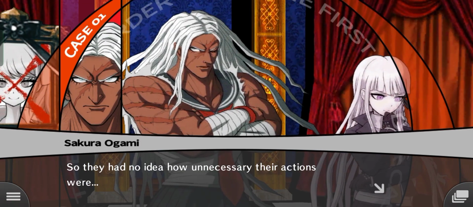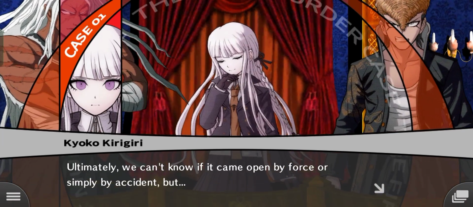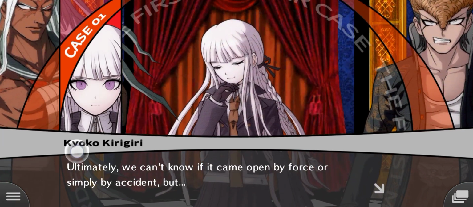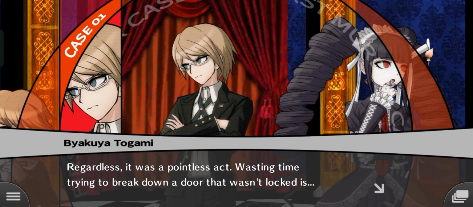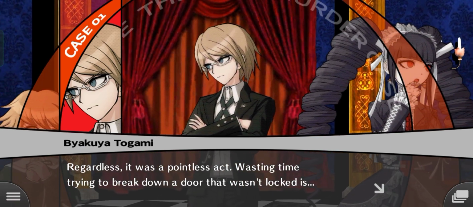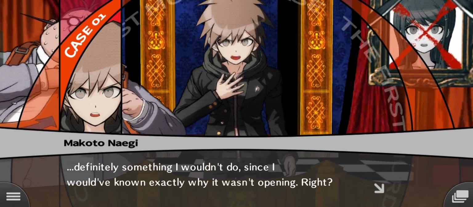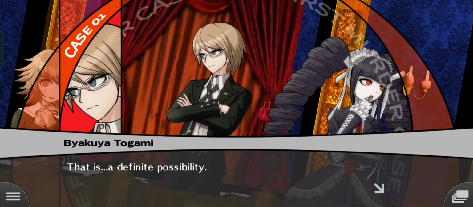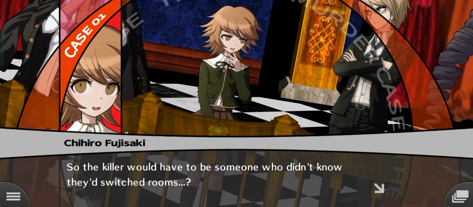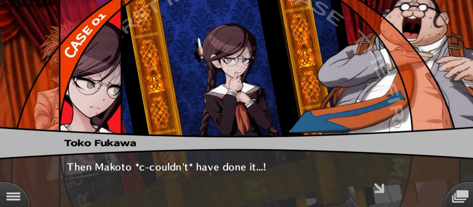So they had no idea how unnecessary their actions were. Ultimately, we can't know if it came open by force or simply by accident. But the killer must have been considerably confused, with no idea how they actually got the door open. Regardless, it was a pointless act. Wasting time trying to break down a door that wasn't locked is definitely something I wouldn't do, since I would have known exactly why it wasn't opening. That is a definite possibility. So the killer would have to be someone who didn't know they'd switched rooms? Then Makoto couldn't have done it.